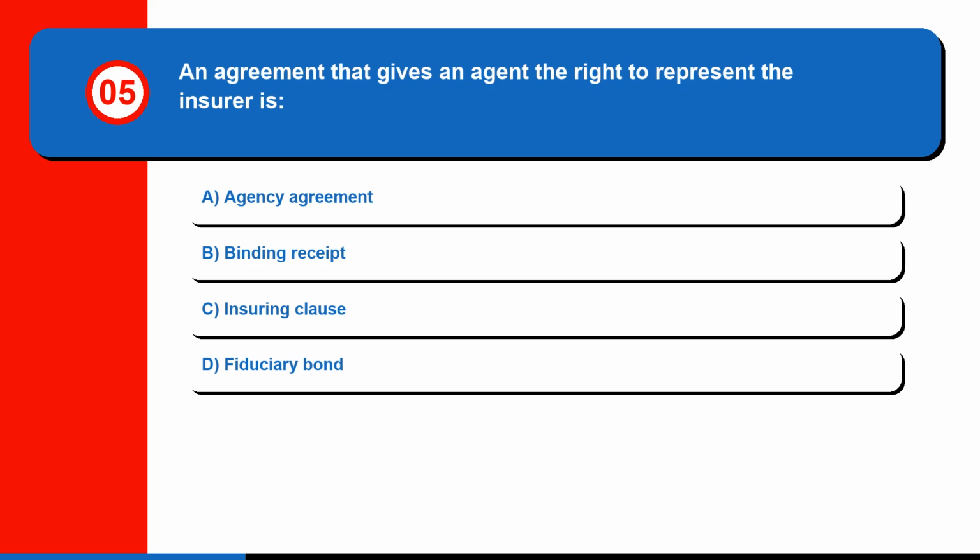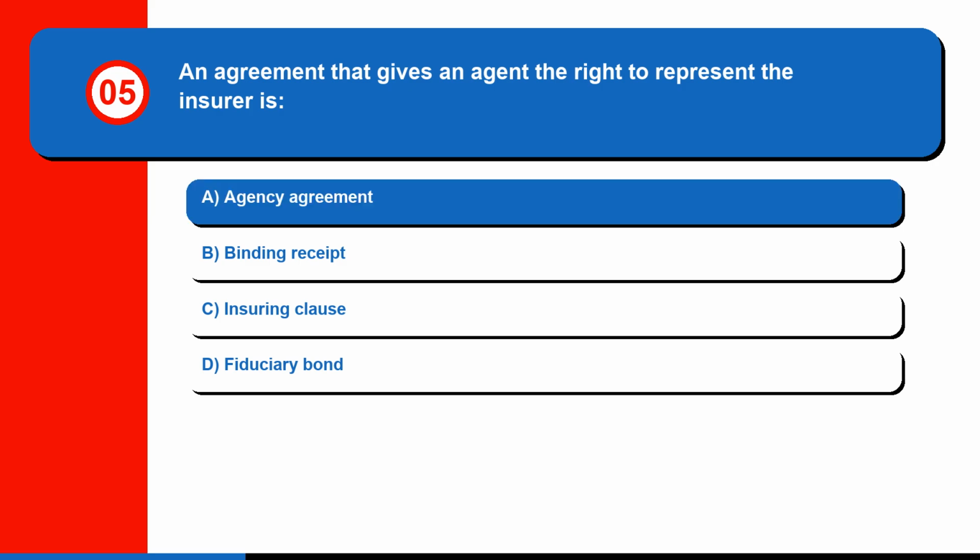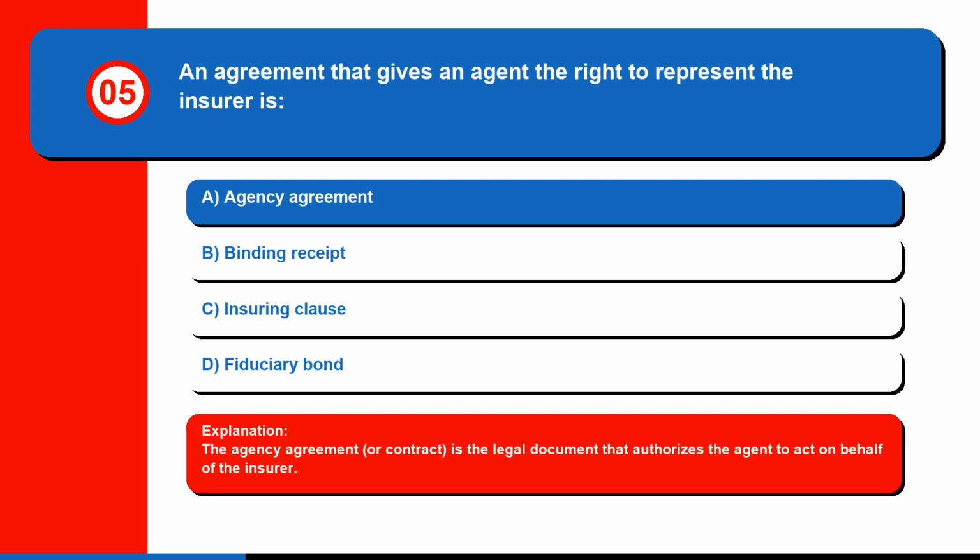Question 5. An agreement that gives an agent the right to represent the insurer is A. Agency agreement, B. Binding receipt, C. Insuring clause, or D. Fiduciary bond. The correct answer is A. Agency agreement. The agency agreement, or contract, is the legal document that authorizes the agent to act on behalf of the insurer.